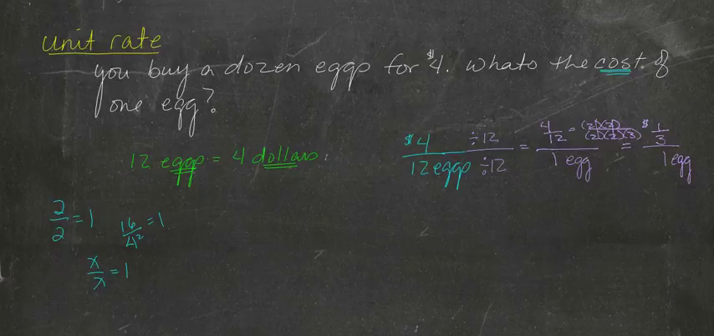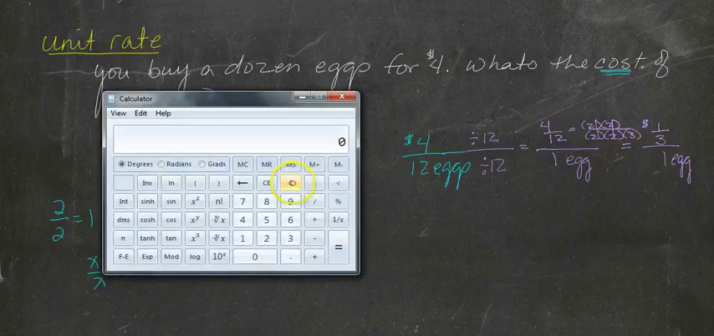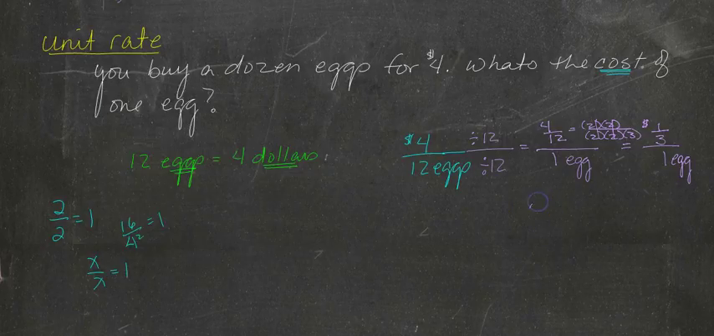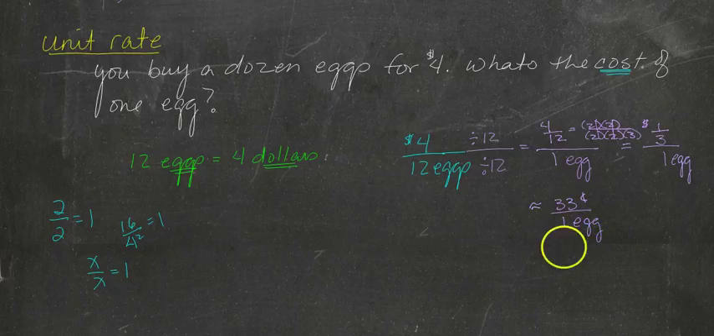So we want to go ahead and convert this to cents. I'm sure you already know the value, but 1/3 equals 33.33333 cents. So what we spent for one egg was approximately 33 cents for one egg. Or, said in unit language, 33 cents per egg.